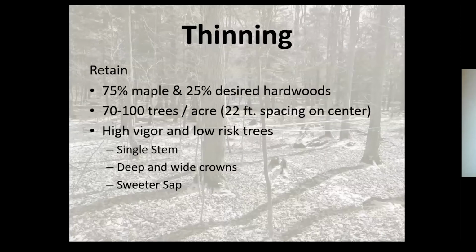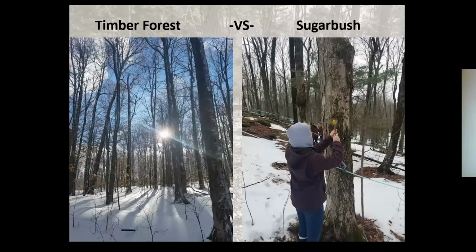Thinning, we highly recommend thinning. Do it before you set up any type of tubing system. Remember, 75% maple, 25% non-maples, and anywhere from about 70 to 100 trees. That's not necessarily all maples, but 70 to 100 trees per acre. It's going to depend on the age.